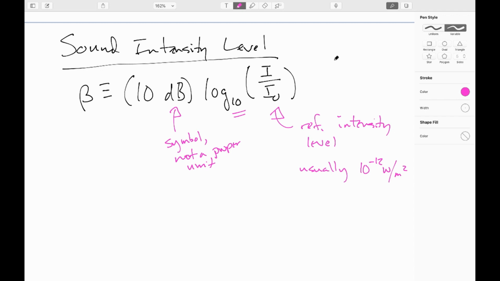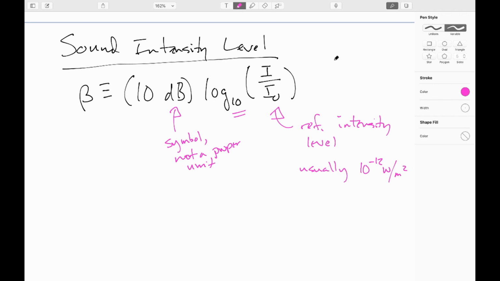Now 10 dB, just to give you some reference, would be a person breathing about 3 meters away from you. 20 dB would be somebody whispering about a meter away. When you get up to 10 to the negative 9 watts per square meter intensity, that would be a ratio of 1,000. The log of 1,000 is 3, so it'd be 30 dB. That would be if you were in a physical classroom taking a test and nobody was talking.